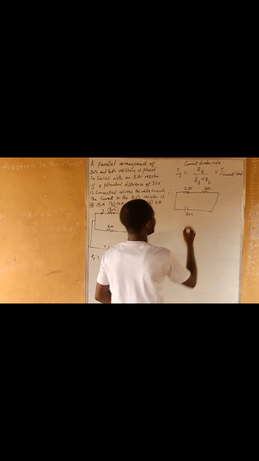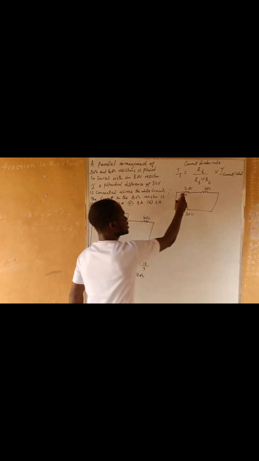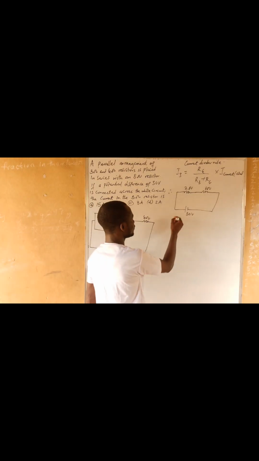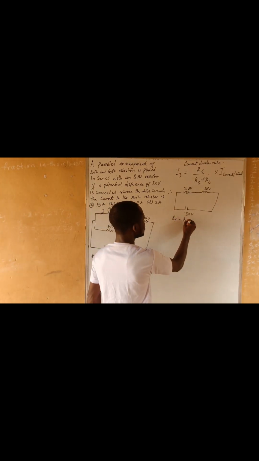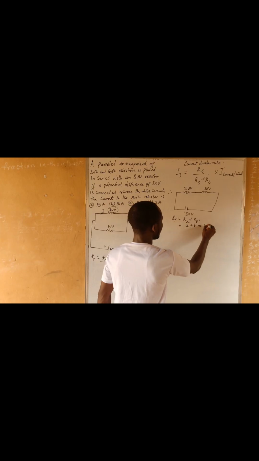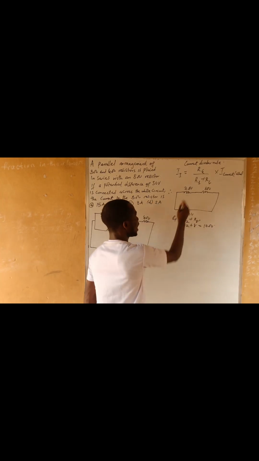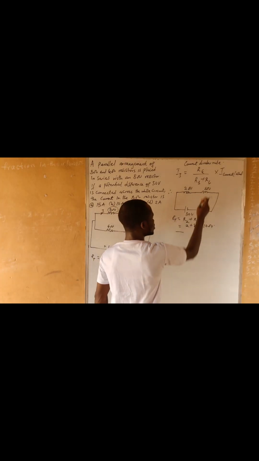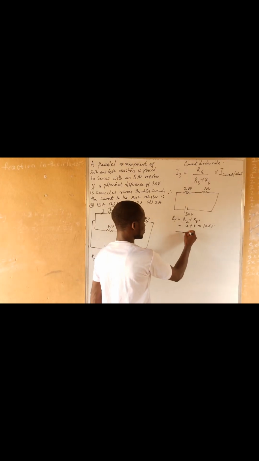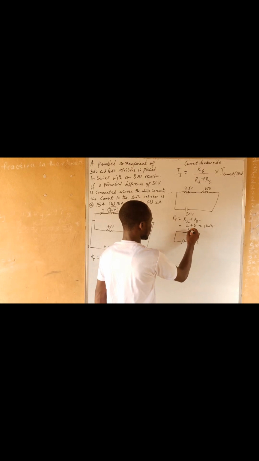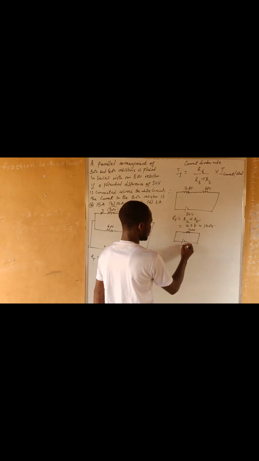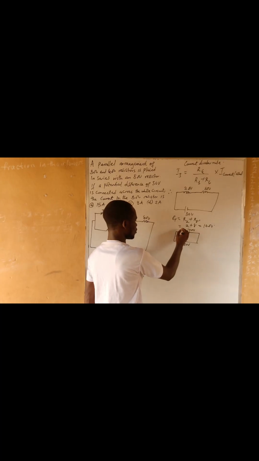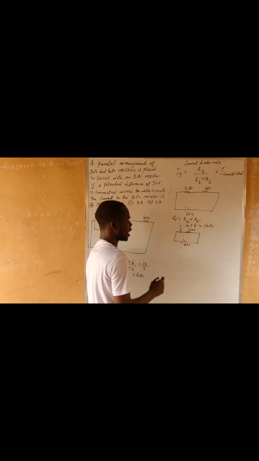This is my 30 volt. Now, with this, this and this are in series. Then I will have RT equals R2 plus R8. Then I have 2 plus 8. Then I will have here 10 ohms. Now, let me redraw the circuit again. Now, I will have this one and this one has become 10 ohms. This is my 10 ohms, and this is my 30 volts. Now, this is the current, the total current that flows through the entire circuit.